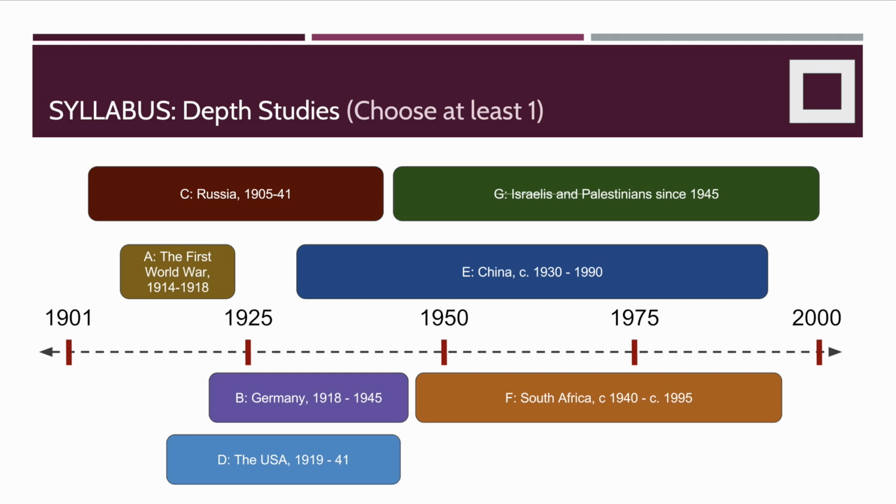Now, as I mentioned, for the depth studies, we only have to choose one of these. And this year, I think we're going to be focusing on Germany, 1918 to 1945. But I would like everybody to try to pick up another one, perhaps during summer break, perhaps First World War, or if you have more of an interest in China or the United States. It's all up to you, essentially.